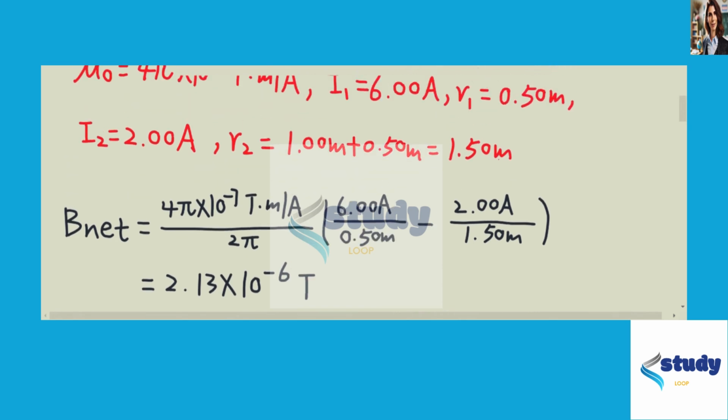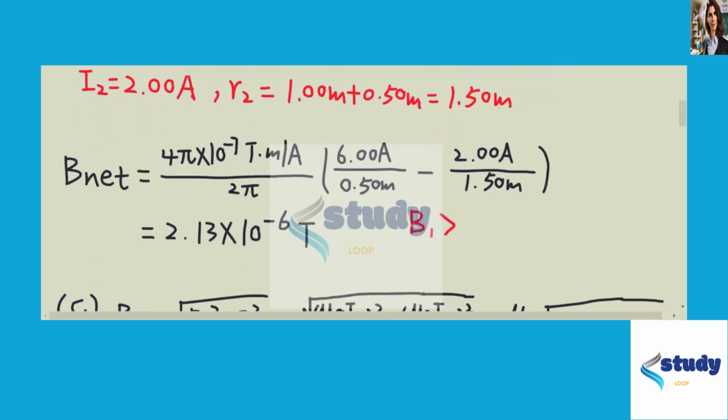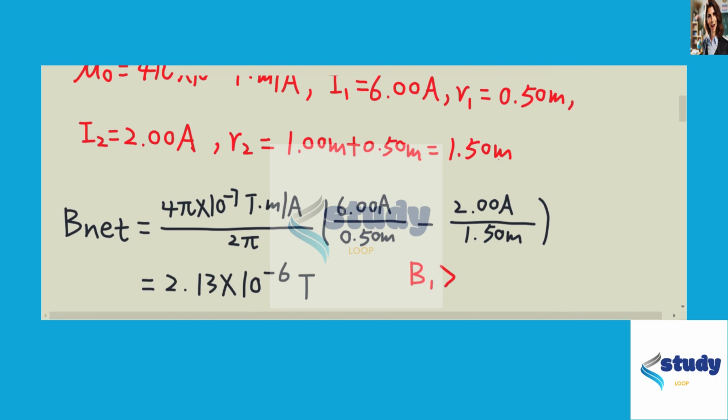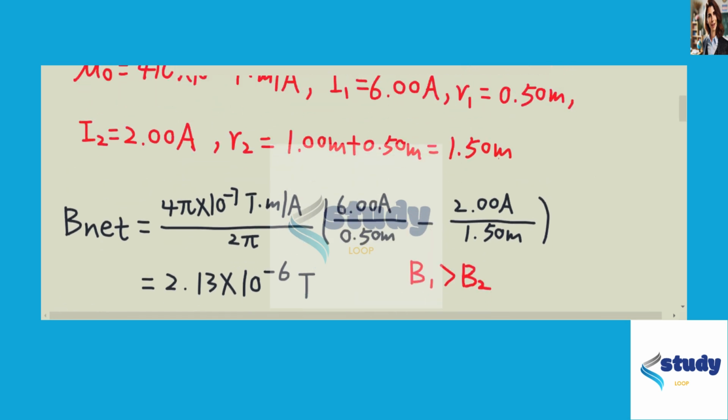And since we know that B1 is greater than B2, because it's closer and also the current is larger, therefore the direction of the net magnetic field at point Q should be the same as the direction of B1, which is to the right side.